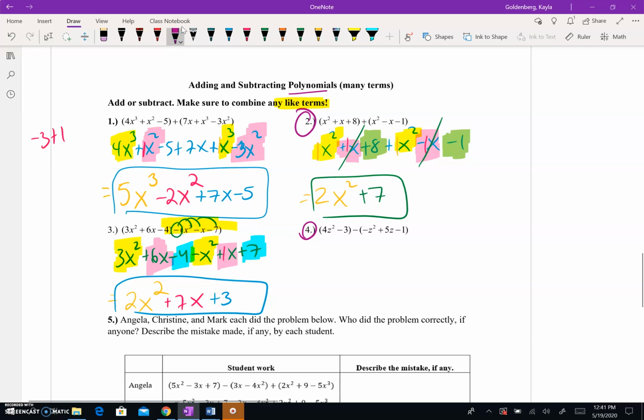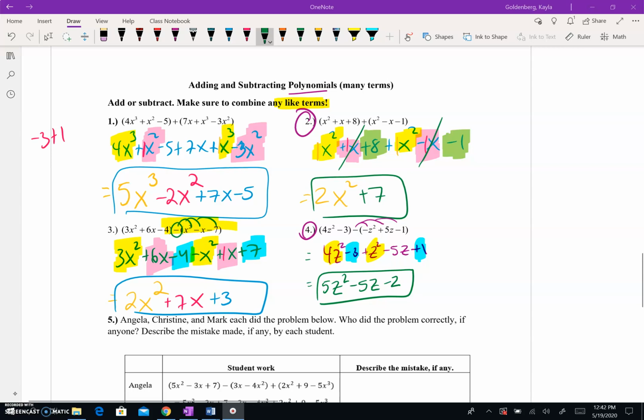Okay, so now you've got number 4 for practice. Remember to double check your signs, be a little bit careful. I'm going to pause the video and do the work. You go ahead and pause it, try number 4, and unpause to check your work. Okay, here is the worked out solution for number 4.